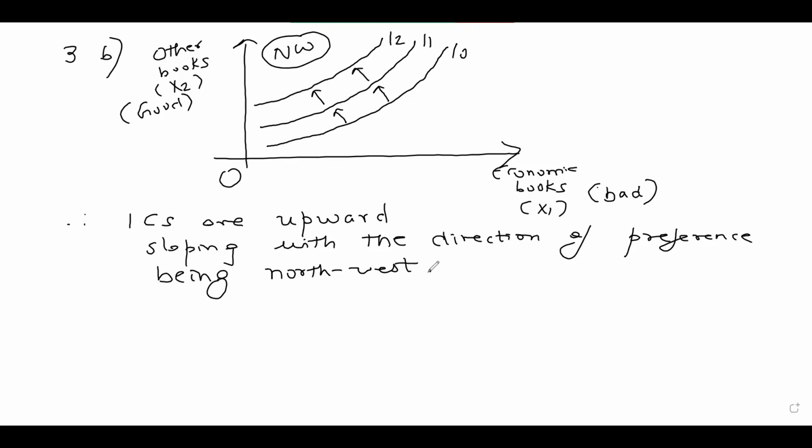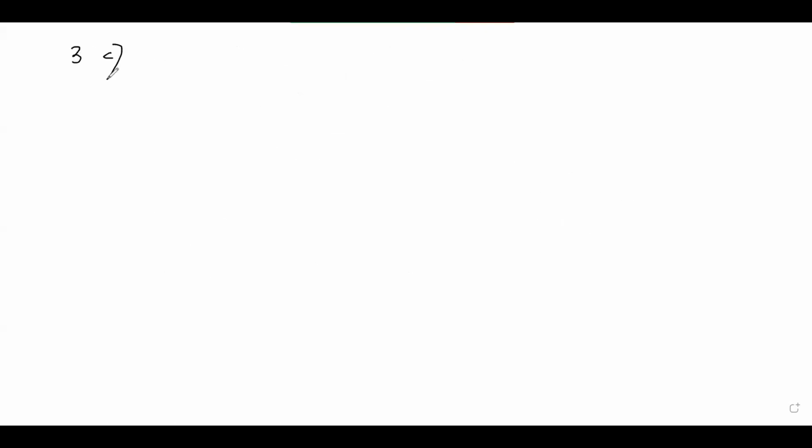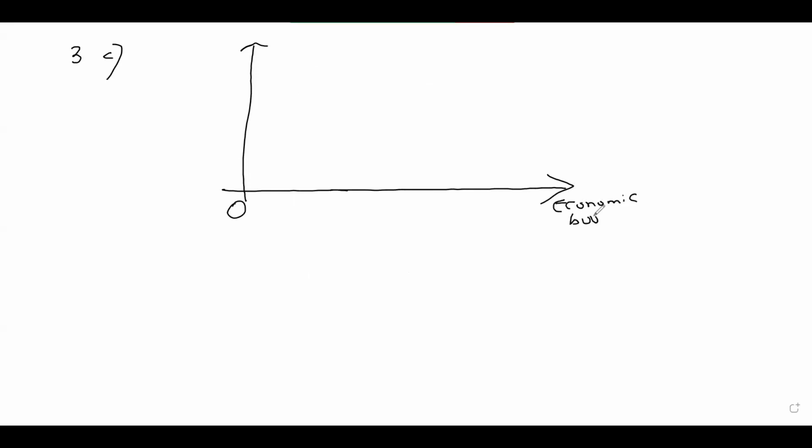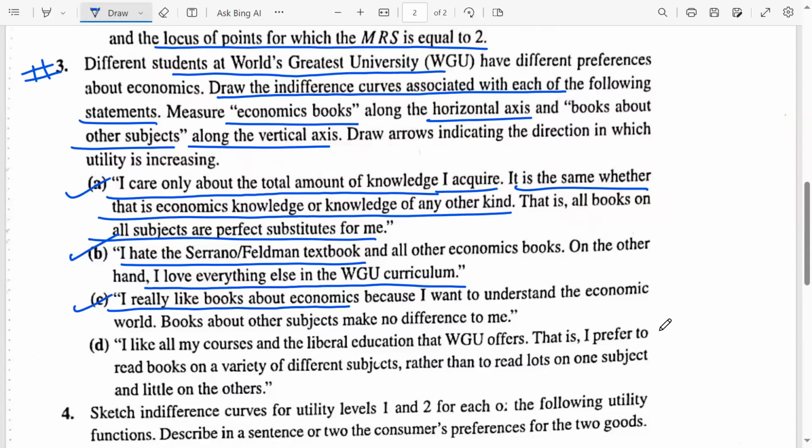Let's erase all this off and let's now look at part C. Question 3, part C. Let me first draw the basic diagram. Again, on the horizontal axis, I have economic books, which is good X1. And on the vertical axis, I have other books in the WGU curriculum, which is good X2. Let's come back to the back problems and let's read part C. I really like books about economics because I want to understand the economic world. Books about other subjects make no difference to me.